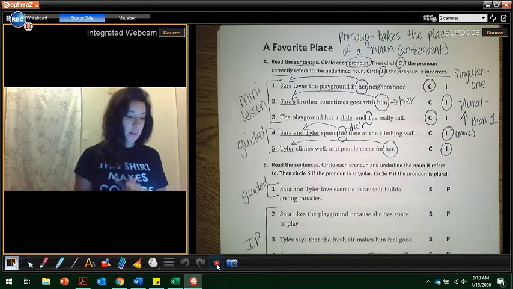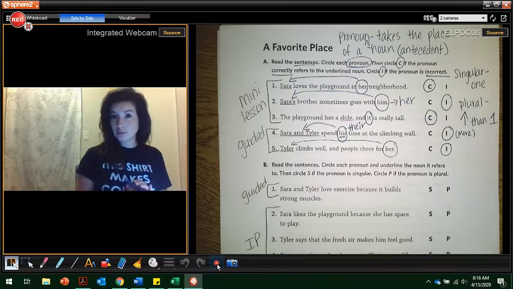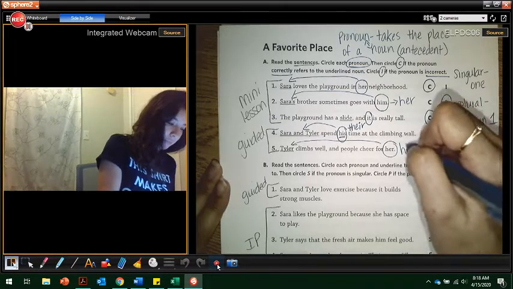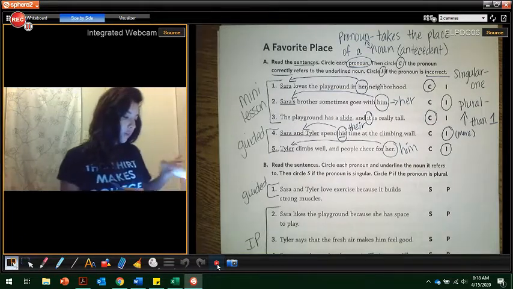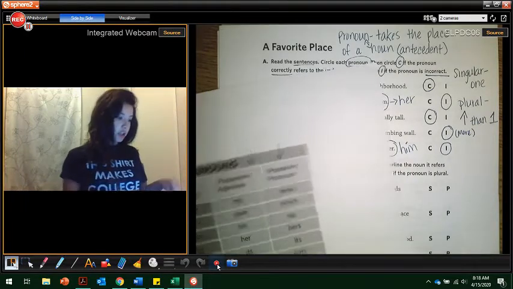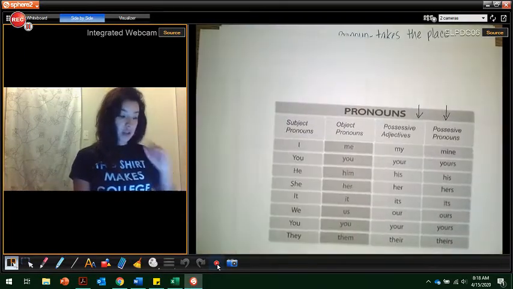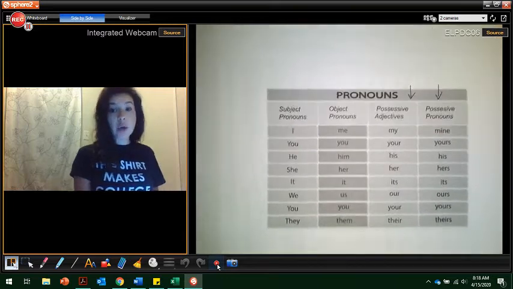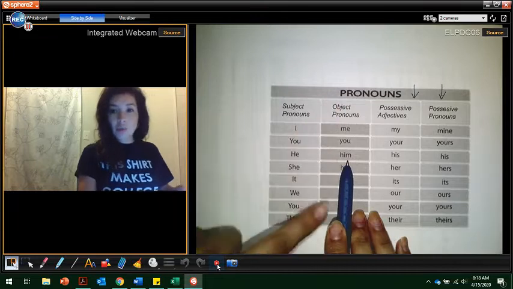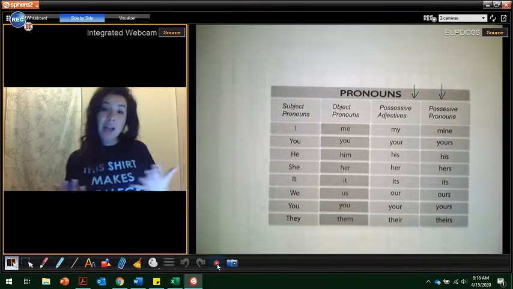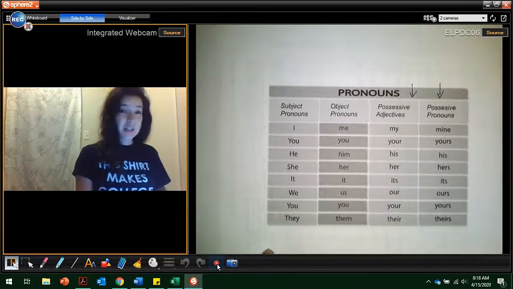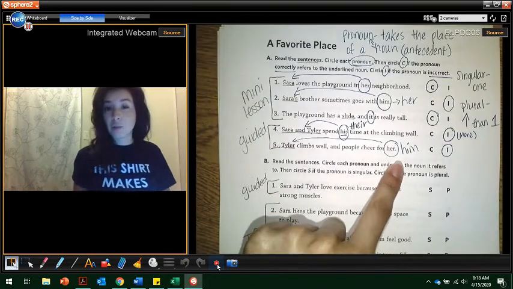Tyler climbs well and people cheer for him. So if you notice him, right? He's receiving the action of being cheered for. We talked about this on Monday on our subject-object pronouns, right? Look at this word him. It's an object pronoun. When they are receiving the action, it is an object pronoun. So that's why it made sense to use that one in this part of the sentence.